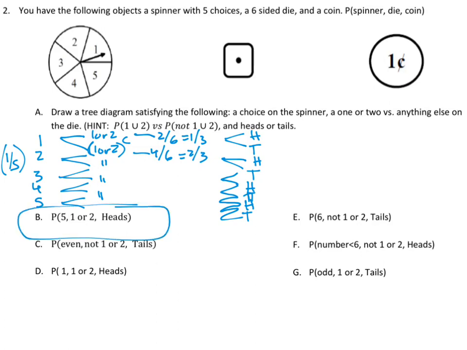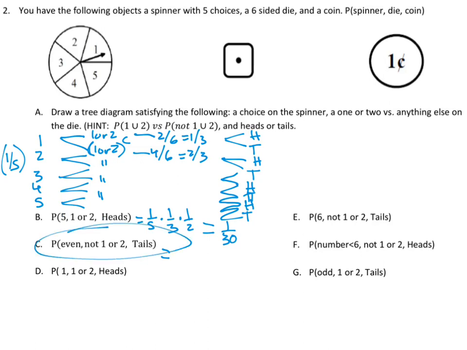Mainly, I wanted you to be able to get these probabilities here, and so we want the probability of picking 5, and the probability of picking 1 or 2, and then picking heads. Well, the probability of picking 5 is 1 out of 5, and the probability of picking 1 or 2 is 1/3. We actually figure that out up here. And then the probability of picking heads is 1/2. So you got 1/5 times 1/3 times 1/2, which is going to give you a probability of 1/30. Yeah, 3 times 5 is 15 times 2 is 30. So 1/30.